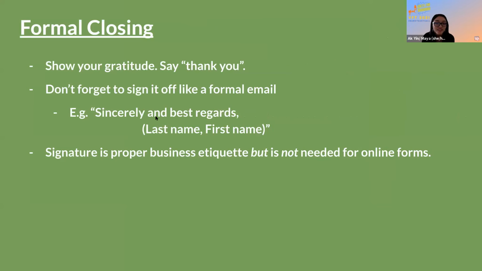Make sure you say thank you, and have a great day. That's a great way to tell someone that you actually are thinking about them. Say something like "Sincerely" or "Best regards," then put your first name, last name, and then your signature. It's proper business etiquette, but especially with online forms, they might not allow you to. So definitely try to when possible.